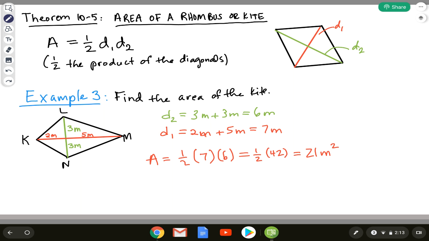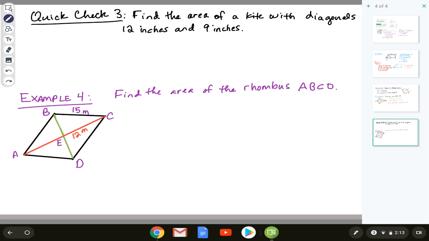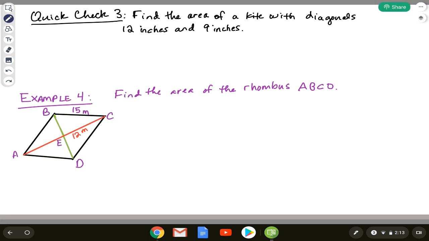So the main thing that's going to happen on these is that you're going to have to be figuring out what the lengths of the diagonals are, and sometimes it's harder to do that than others. All right, stop and try quick check 3, and then come back and see if you got it correctly. All right, so for this one, the area is 1/2 times the diagonals that they give me, 12 times 9. So I'm going to be multiplying 12 times 9 and dividing by 2. I should get 54 inches squared.